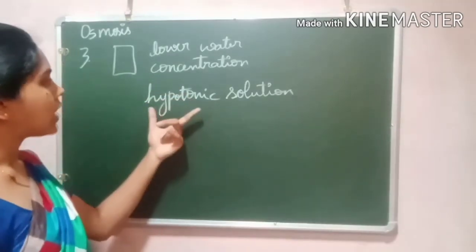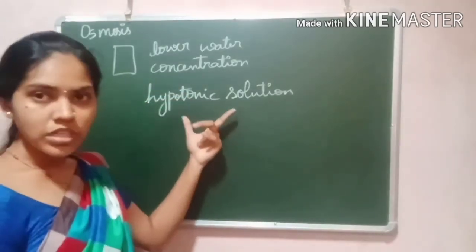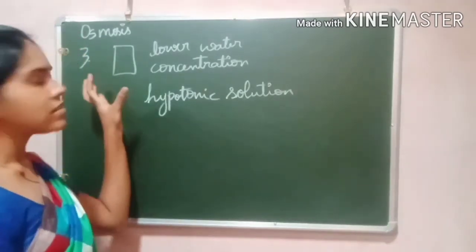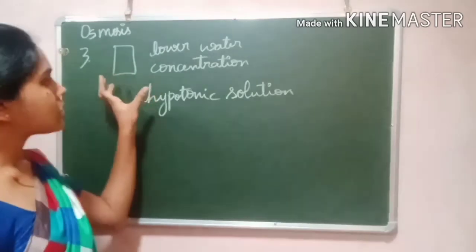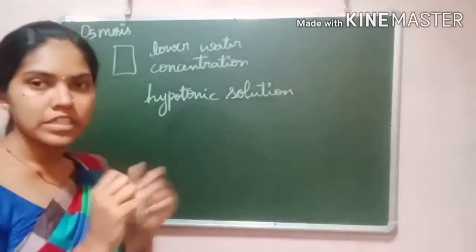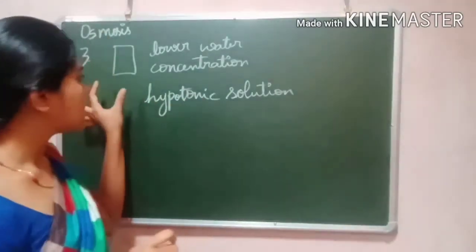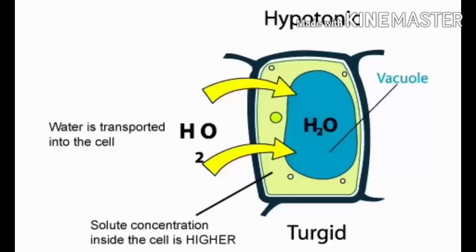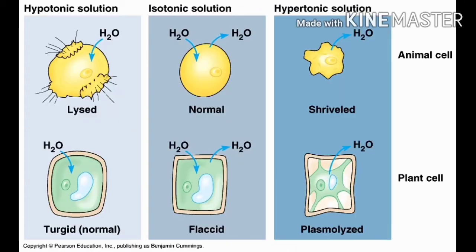That solution is known as a hypotonic solution. So what happens to the size of the cell? The size of the cell will shrink. We can see the shrinkage of the cell because of the hypotonic solution. Let's understand osmosis and the law of diffusion by conducting this activity.